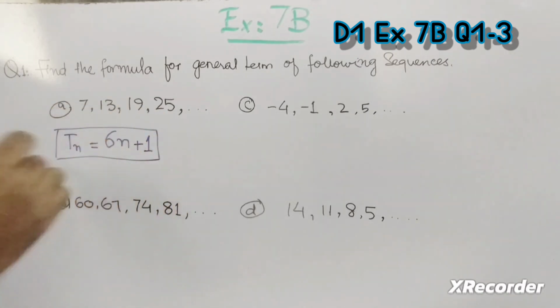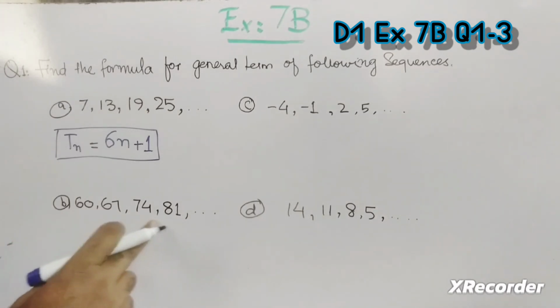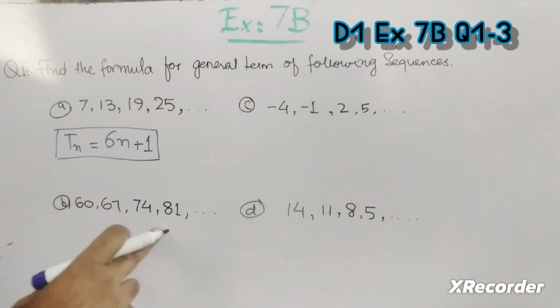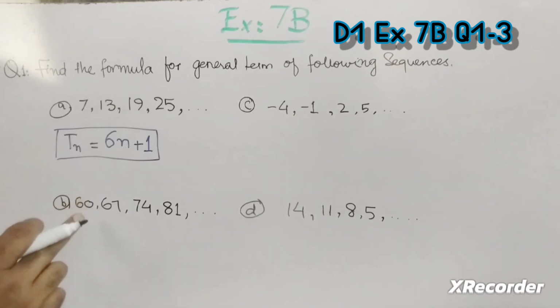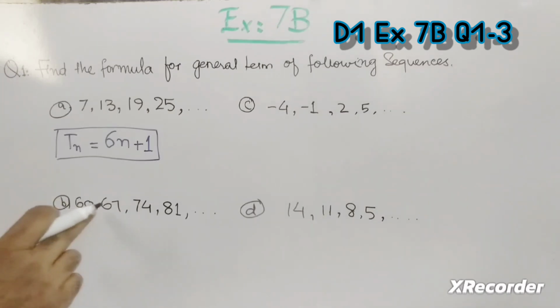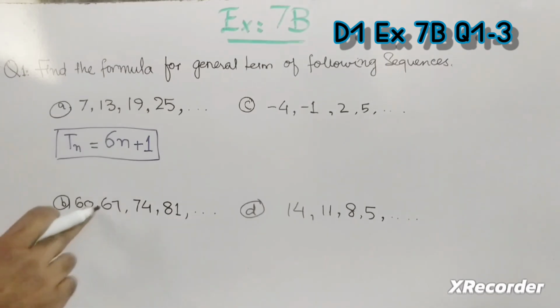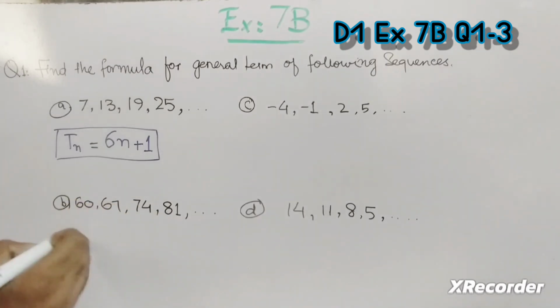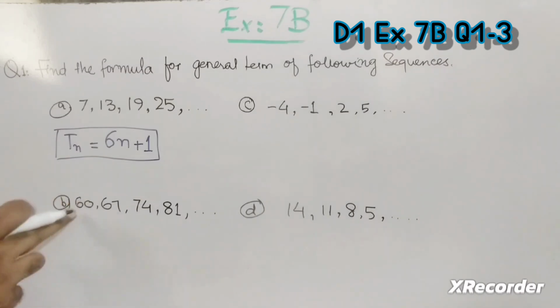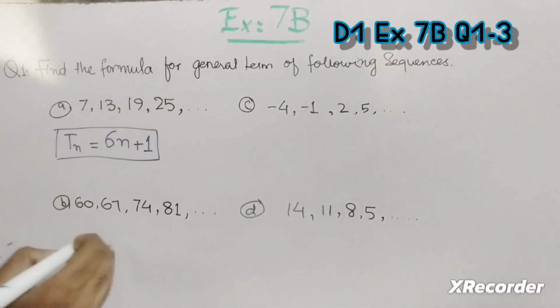We have to analyze closely of the given sequence to formulate the formula. Part B, 60, 67, 74, 81. So if we see closely, okay, the difference is 7, so we multiply our first term, let's say 7n, and what is the first term? 7n, let's say 7n.